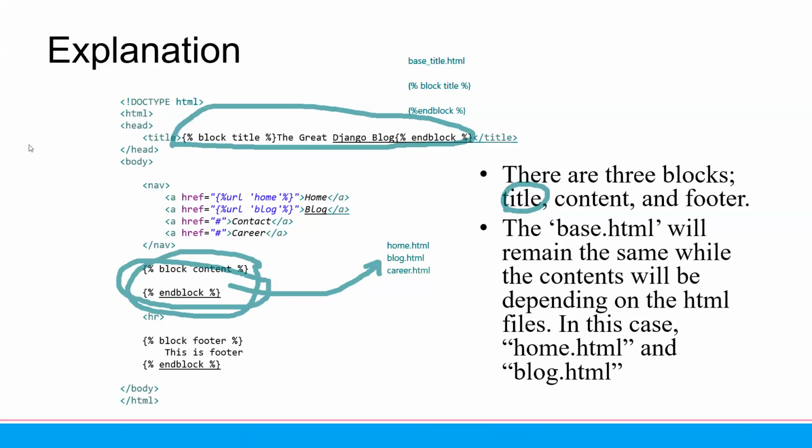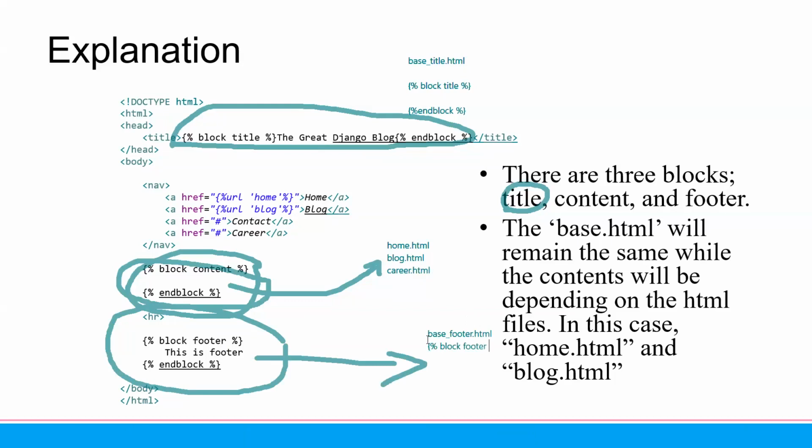The blog footer you can also define in another kind of file. Let's say you have another base footer.html, and again you need to define it with the Django percent. This one defines the block footer, and then please don't forget to put the end block to end your block. So basically in Django there are 3 blocks, okay? Title, content, and footer. You can put more blocks, but now let's just use these 3 blocks.